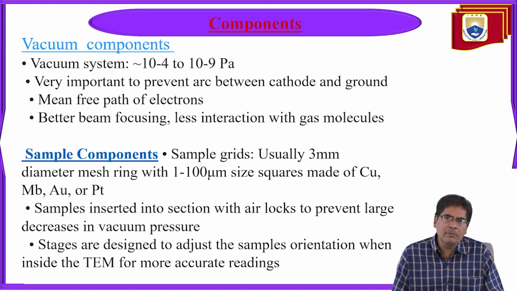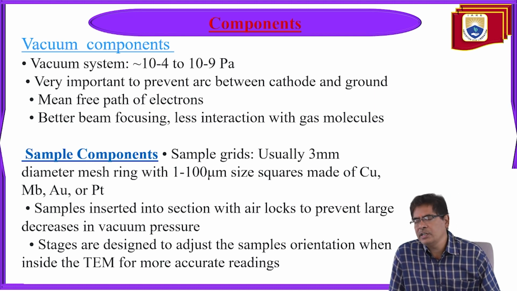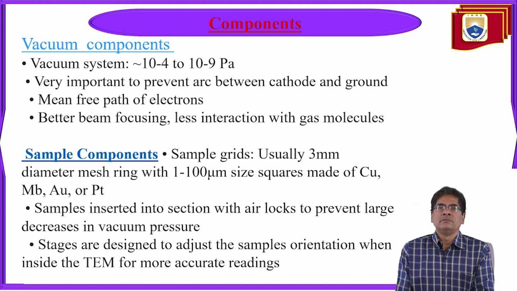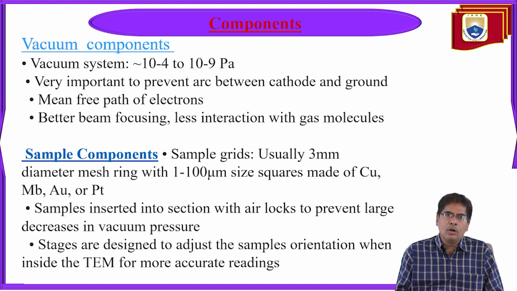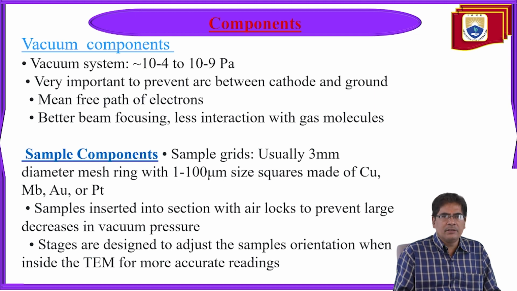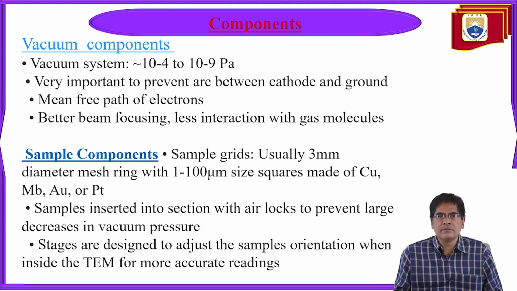If you see the sample components, generally the samples are deposited on different substrates. You have sample grids, usually a 3 mm diameter mesh ring with 1 to 100 micrometer size squares, made of copper, molybdenum, gold or platinum. Samples are inserted into the column with airlocks to prevent a large decrease in vacuum pressure. Stages are designed to adjust the sample orientation inside the TEM for more accurate readings.